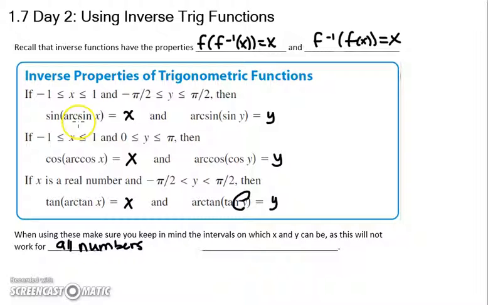So it matters where your sine and where your arcsine are. You'll notice sine's on the outside here, so our number here has to be -1 to 1. Our sine is on the inside here, so our numbers have to be between -pi/2 and pi/2. And that's going to be because our answers have to be certain things for the arcsine and arccosine and arctangent. So we'll look at an example and kind of show you what I mean.